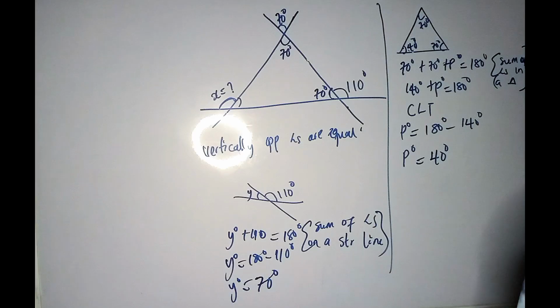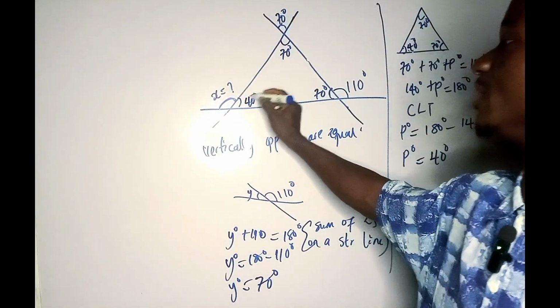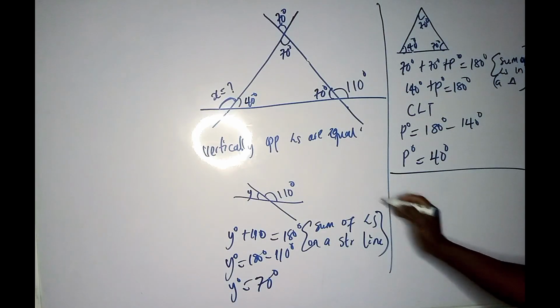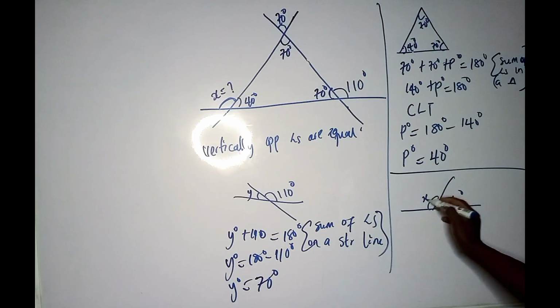40 degrees. Now that you have successfully gotten this angle, which is here, 40 degrees. How can we get x? Now to get x, don't forget that we have an angle that goes like this. This side is 40 degrees. This place is x degrees.